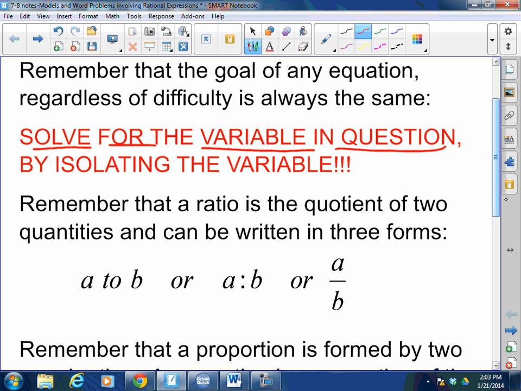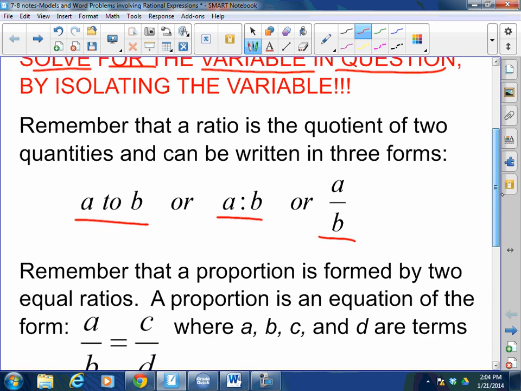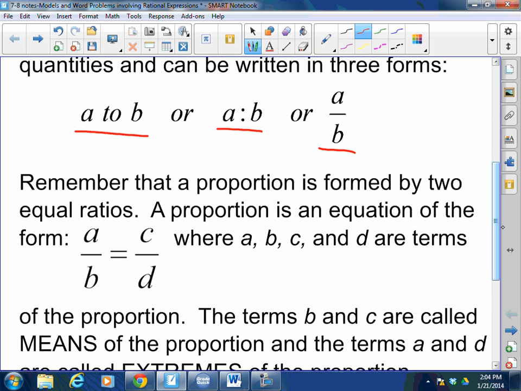Remember that a ratio is the quotient of two quantities and can be written in three forms: A to B, A colon B, or A over B. It's just a fraction. You can write ratios in three different ways. Remember that. Also remember that a proportion is formed by two equal ratios.